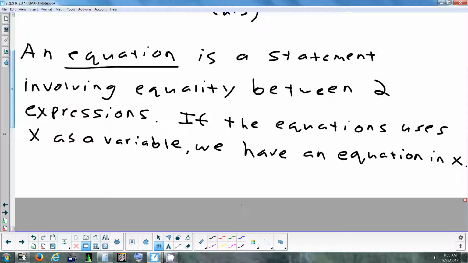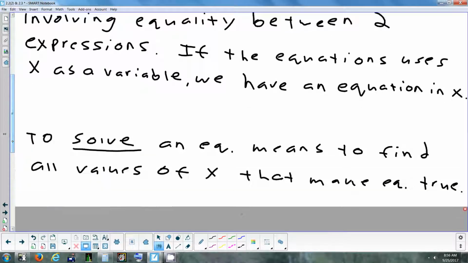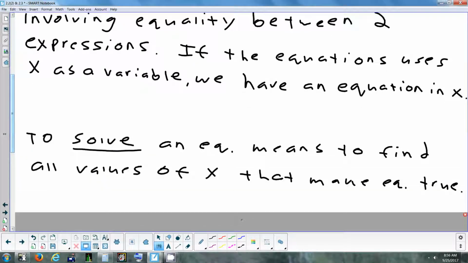If your equation uses x as a variable or y as a variable, then you can say we have an equation in that variable. So if I asked you, for example, to write an equation in x, that just means I want you to write an equation, use x as your variable. Okay, to solve an equation means to find all values of x that make the equation true.